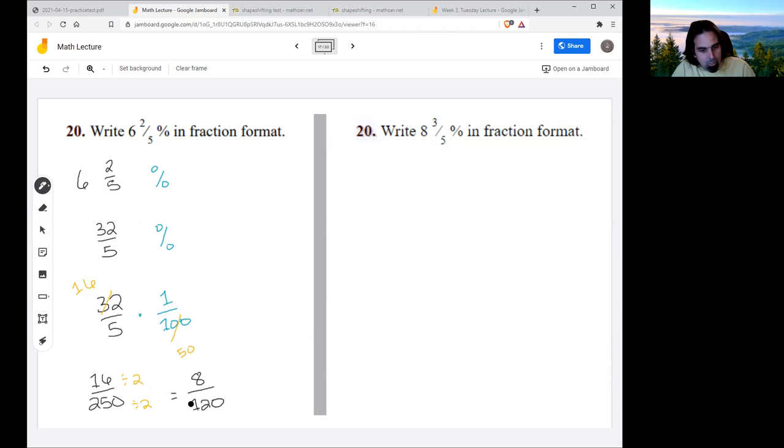Could 250 be divisible by 4? No, because the last 2 digits, that's not a multiple of 4. Counting by 4s, I would go 40, 44, 48, 52, and skip right over that.